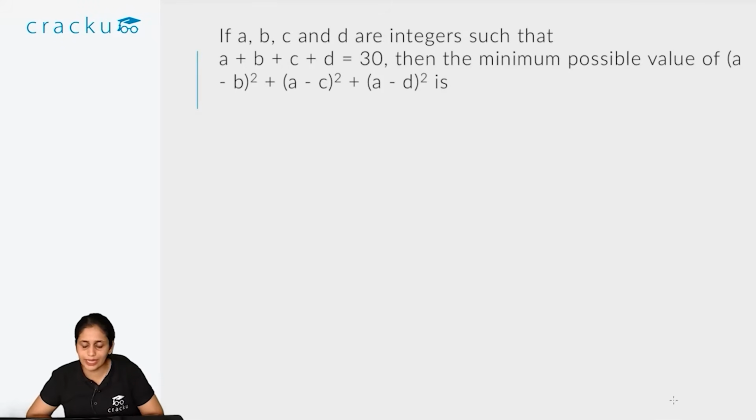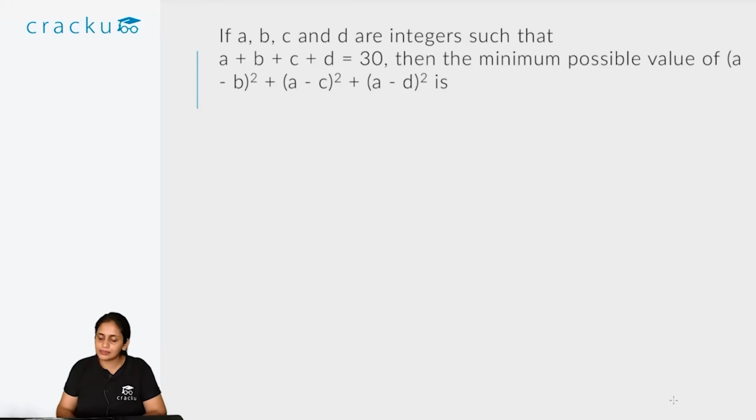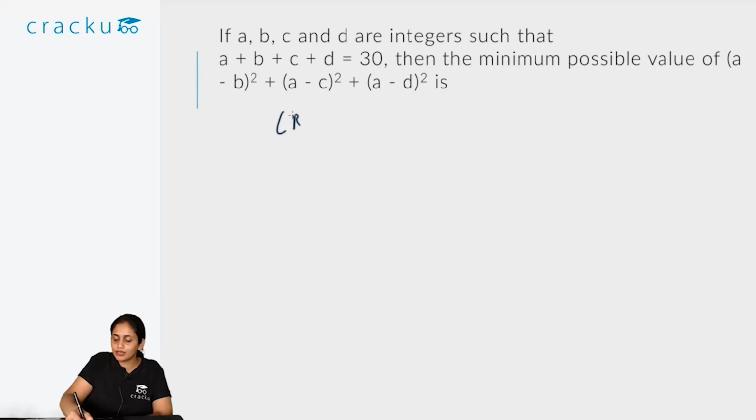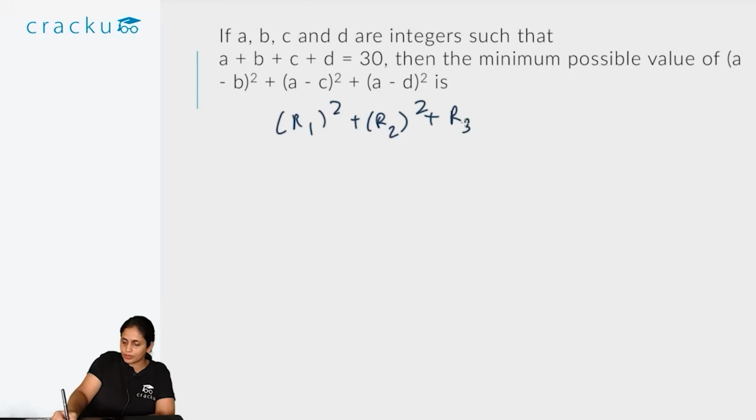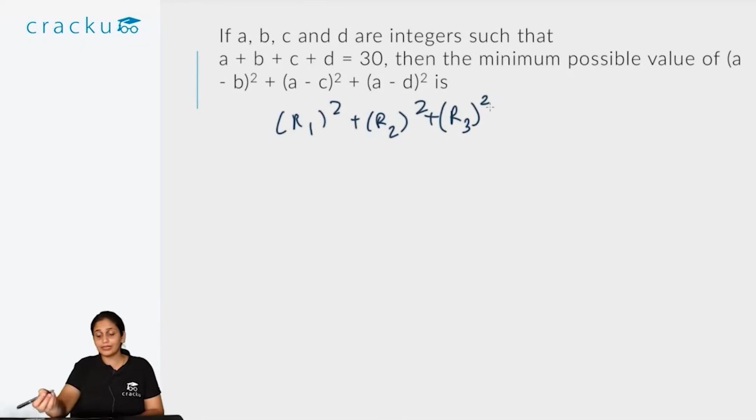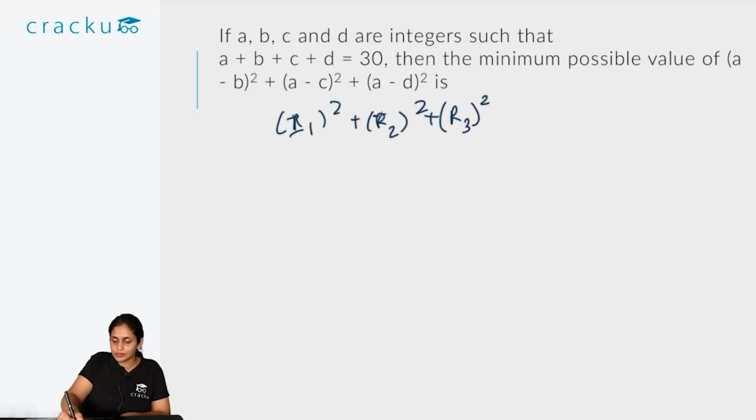If a, b, c and d are integers such that a plus b plus c plus d is equal to 30, then find the minimum possible value of a minus b the whole square plus a minus c the whole square plus a minus d the whole square. Now, if you can see, these a, b, c, d are integers, so they are real numbers. So this is the sum of squares of three real numbers essentially. So this is real number 1 square plus real number 2 square plus real number 3 square. Now, these will actually be integers, not just real numbers.